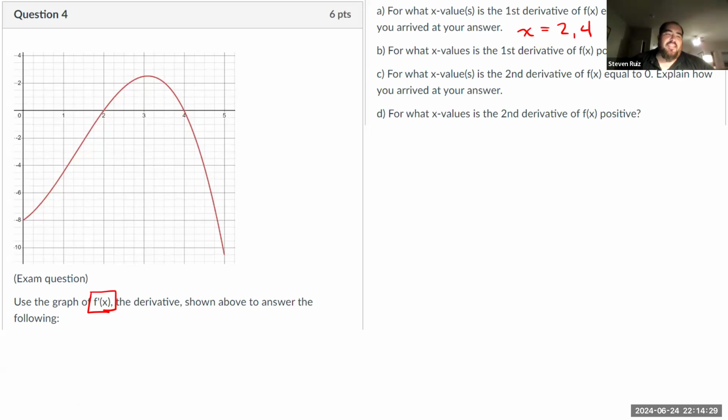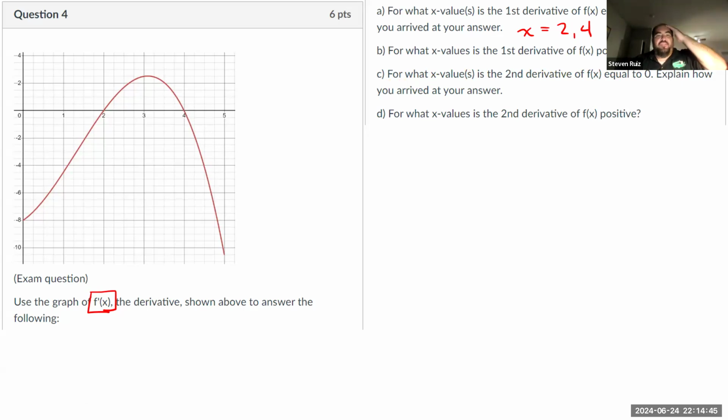Because the reason I'm not saying it's a closed interval is that I'm already answering that at x equals 2, the derivative is positive. All right. Moving on. For what values is the second derivative of f equal to 0?